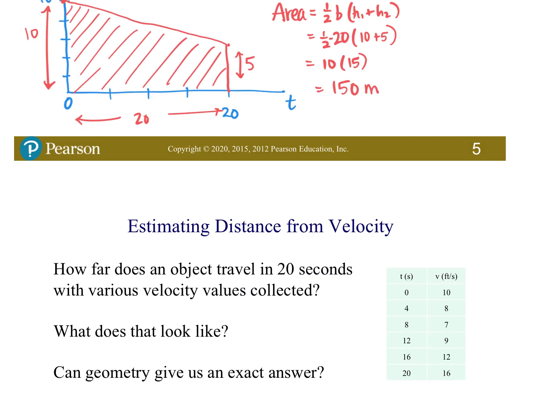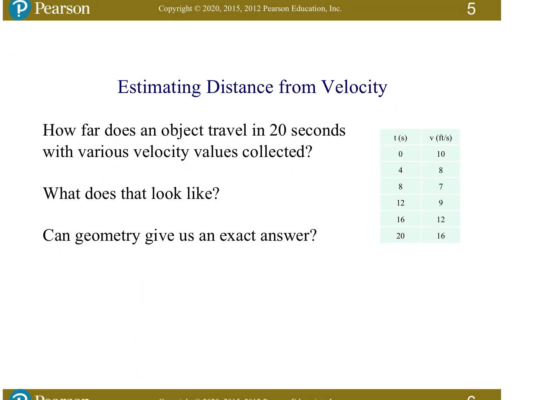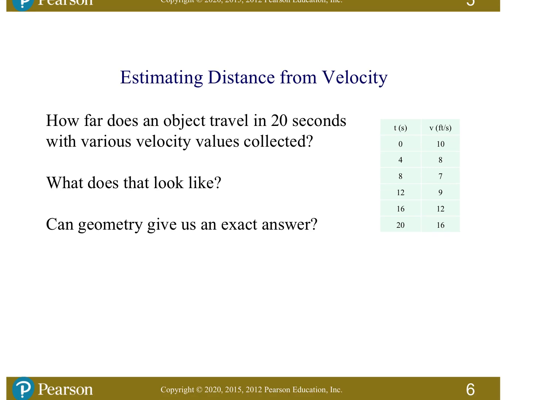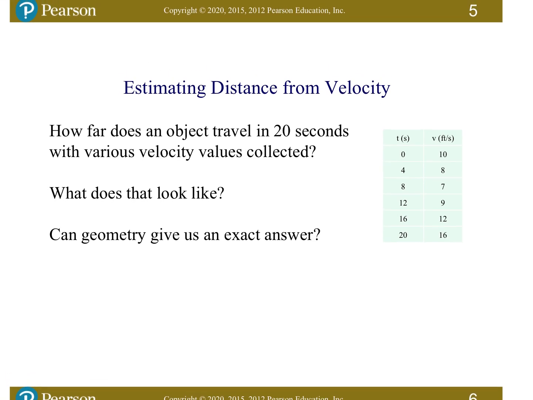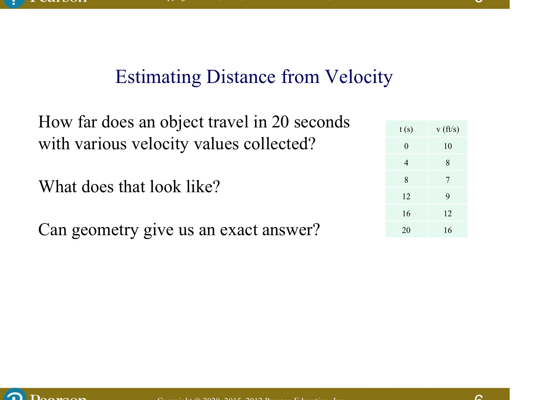All right, let's see where this takes us. So how about the same object in 20 seconds, but with different velocity values collected? So it's not constant, it's not predictable, they're just various velocity values. What would that look like? So let's forget the science right now. Since geometry helped us out last time, let's go right to that again.